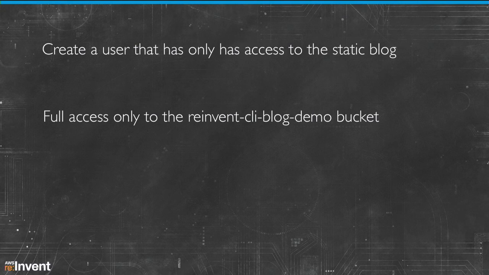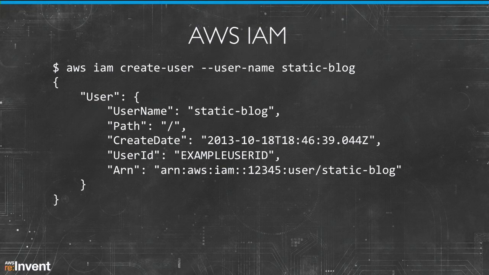So next, we want to create a user that has access only to the static blog. What this means is that we want to ensure that it can push content and essentially manipulate anything in this bucket, but it can't do anything else. To do that, we're going to look at the IAM service.